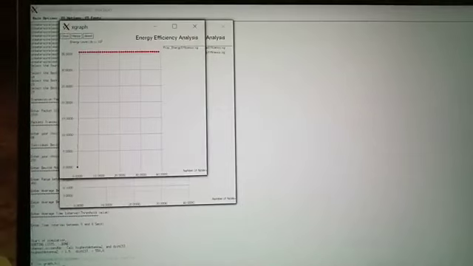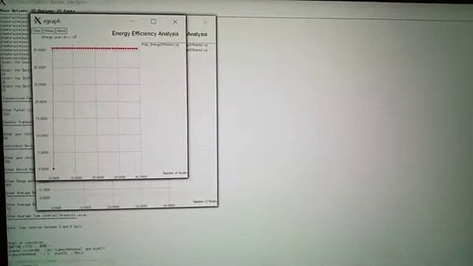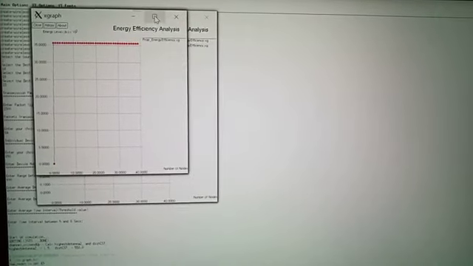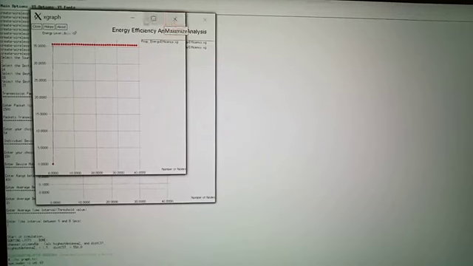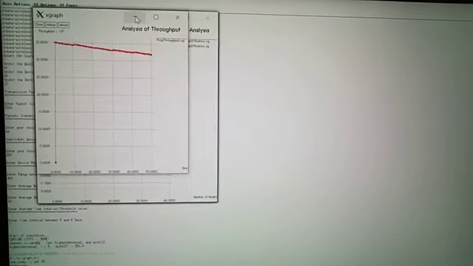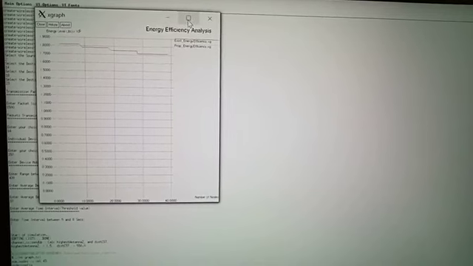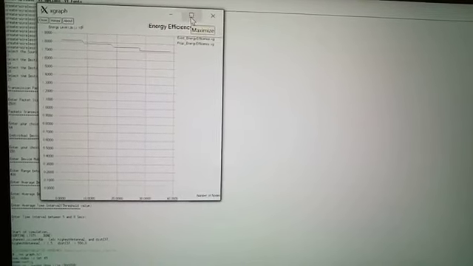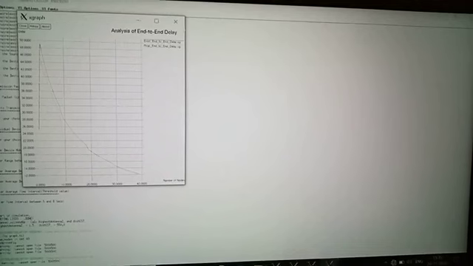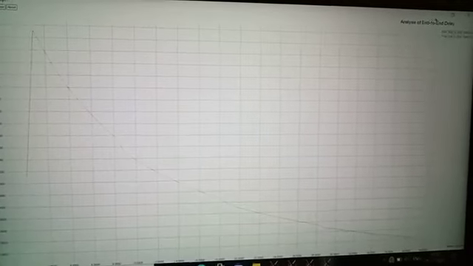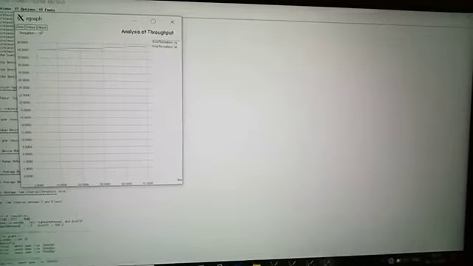These are the graphs which show the difference between the existing and our proposed system. Our first graph indicates energy efficiency analysis. And our next graph shows network lifetime analysis, which is our aim 2. Next graph is analysis of end-to-end delay. And our final graph is analysis of throughput.